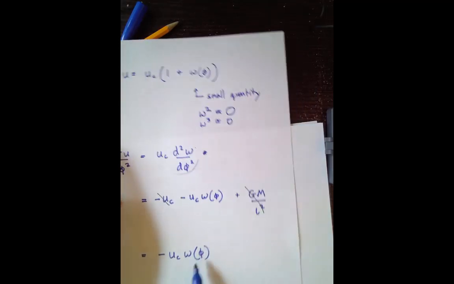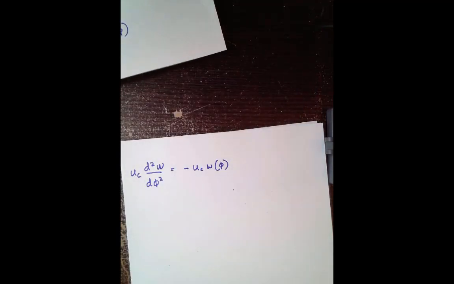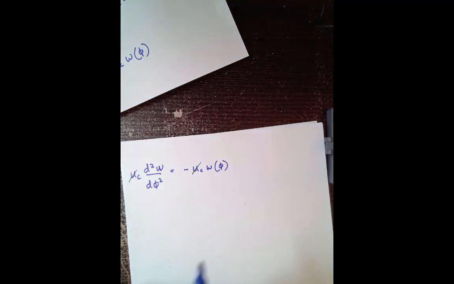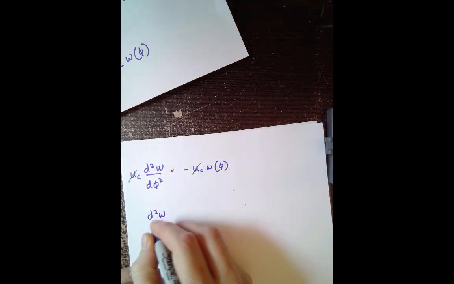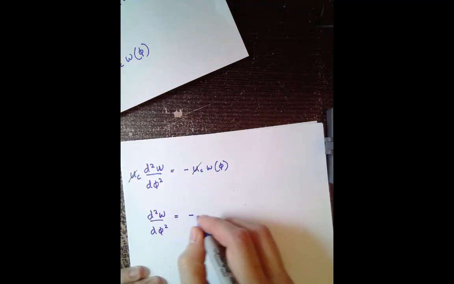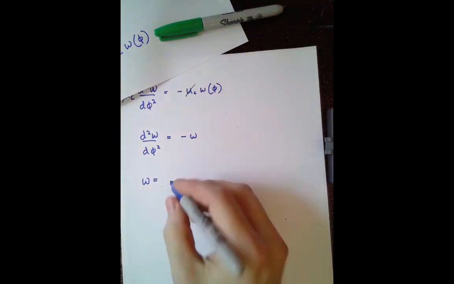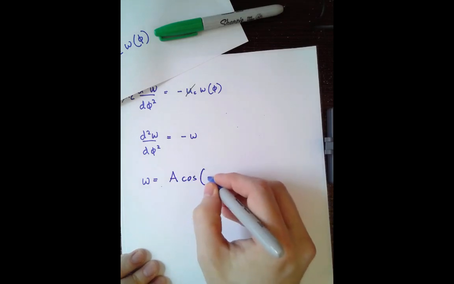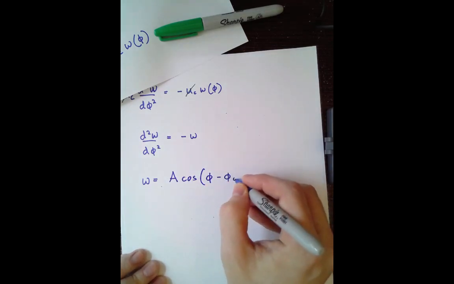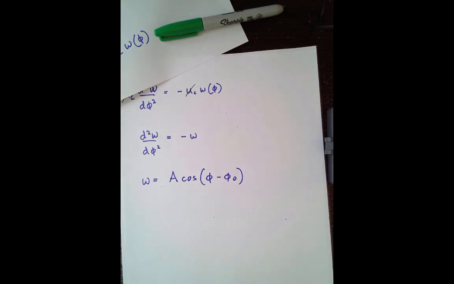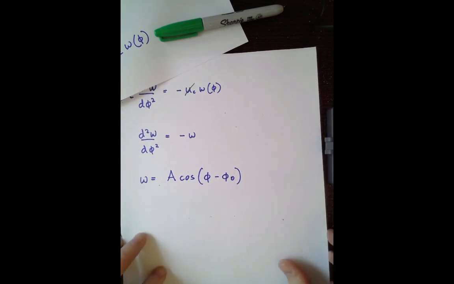That this term here is equal to this term here, and the u_c's cancel, and we get d²w/dφ² is equal to minus w. That's simple harmonic motion. It has a solution, for given boundary conditions, of a cosine of (φ minus φ₀), where φ₀ is just the starting value of φ, the initial value of φ.